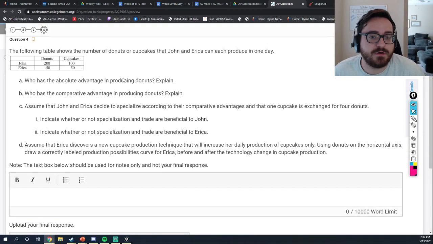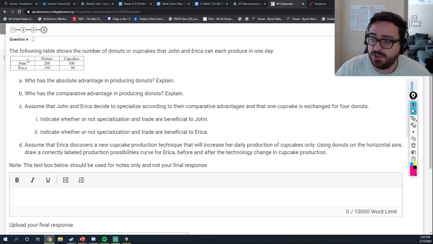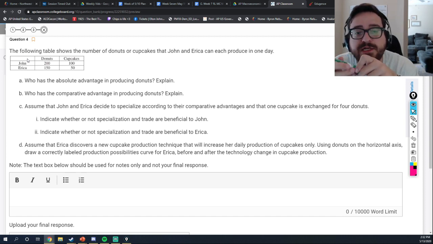And this is another absolute comparative advantage specialization in trade. So this is a tiny table, but I'm going to recopy it into my thing because I don't want to mess with that baby table. So I've got John and I've got Erica, and they make donuts and they make cupcakes. John can make 200 donuts or 100 cupcakes. Erica can make 150 donuts or 50 cupcakes. Now, one thing I do want to mention, I couldn't find an FRQ that had an input problem.